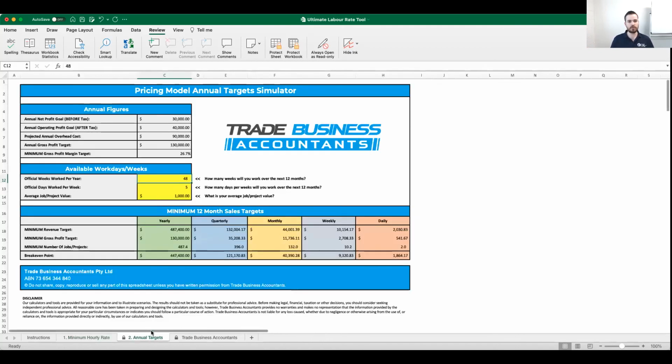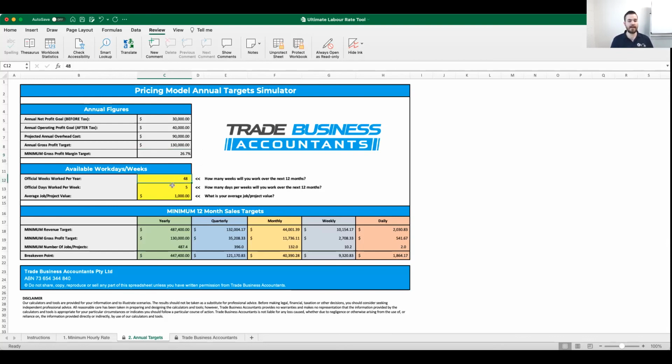So what we've got here is our pricing model annual target simulator. This is just plugged over these results from before. So we had a $30,000 net profit goal. We've got an operating profit of $40,000, an overhead cost of $90,000, which was our $130,000 gross profit target. Now, this is telling us that because it's factoring in what our gross profit margin was on our labor and our materials and other job costs, we've actually got a 26.7% gross profit margin on the pricing model that we've built here.